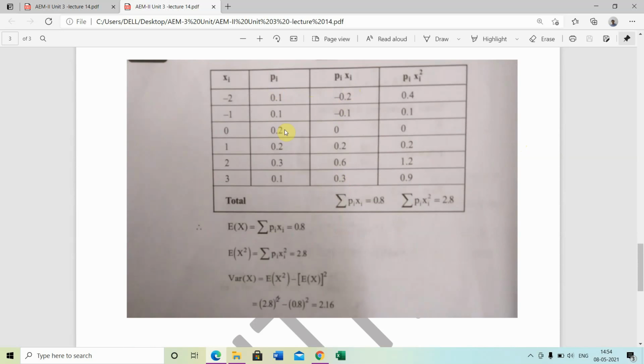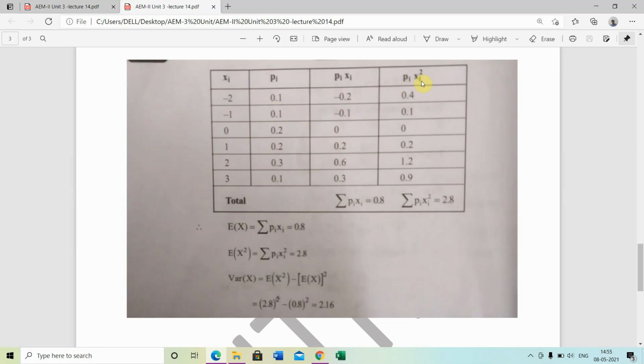Then pi xi: multiply both the values pi and xi. We get −0.2, the product of −2 and 0.1, then −0.1, the product of −1 and 0.1, then 0 multiplied by 0.2 is 0, 1 multiplied by 0.2 is 0.2, 2 multiplied by 0.3 is 0.6, 3 multiplied by 0.1 is 0.3.